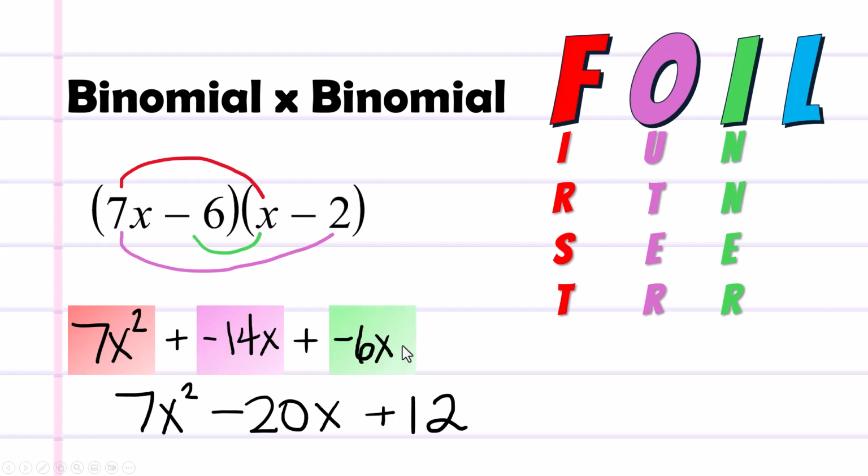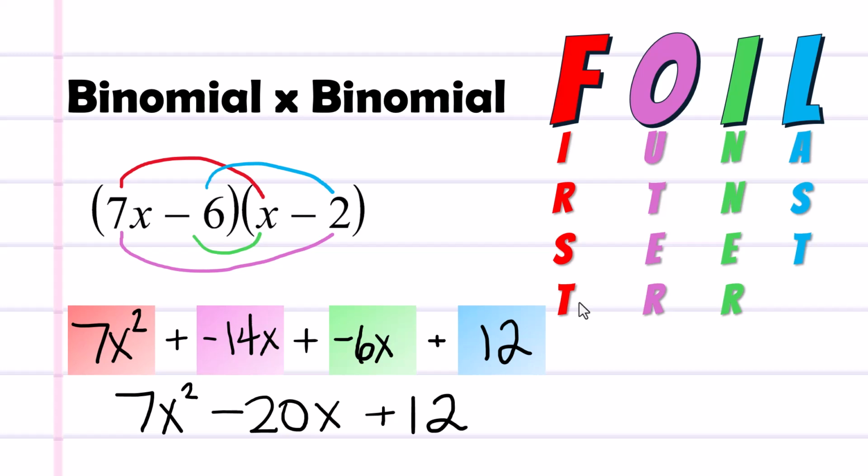It should look familiar. We just did it. It's just a different way to organize your work. And last, which would be the negative 6 and the negative 2. So that's going to get us the positive 12. And then when you combine these, there's your 7x squared, there's your negative 20x, and there's your 12. No, I don't think anybody's going to care that much which method you use, if you use boxes or if you use FOIL. I know that later on in the course, I'm going to bring the boxes back.